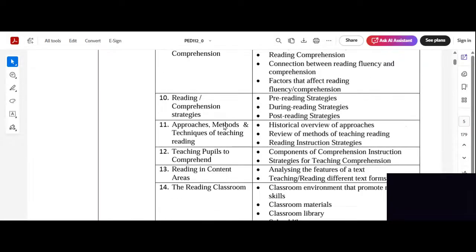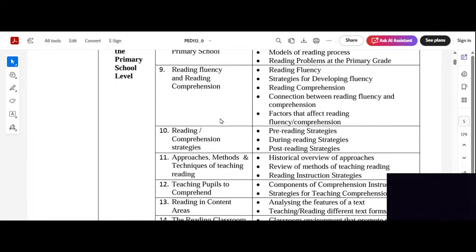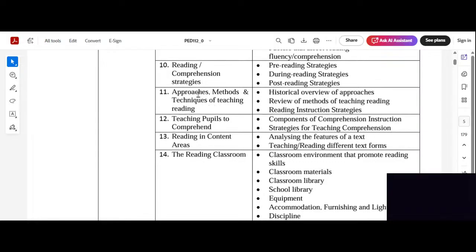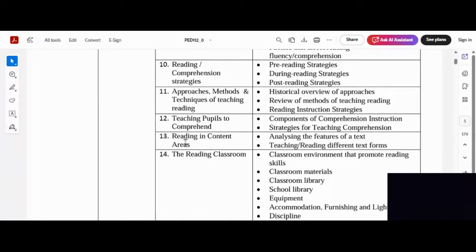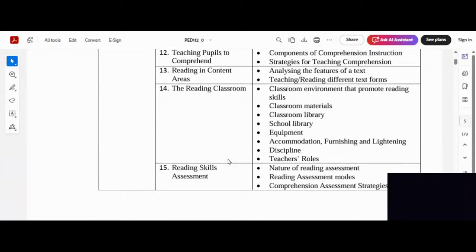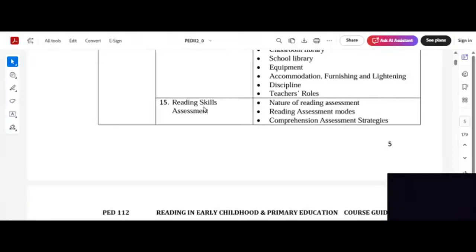And the last part of it is talking about reading and comprehension strategies. And then we have approaches, methods, and techniques of teaching reading. And we'll go to areas and then the reading classroom. And the final thing is reading skills.